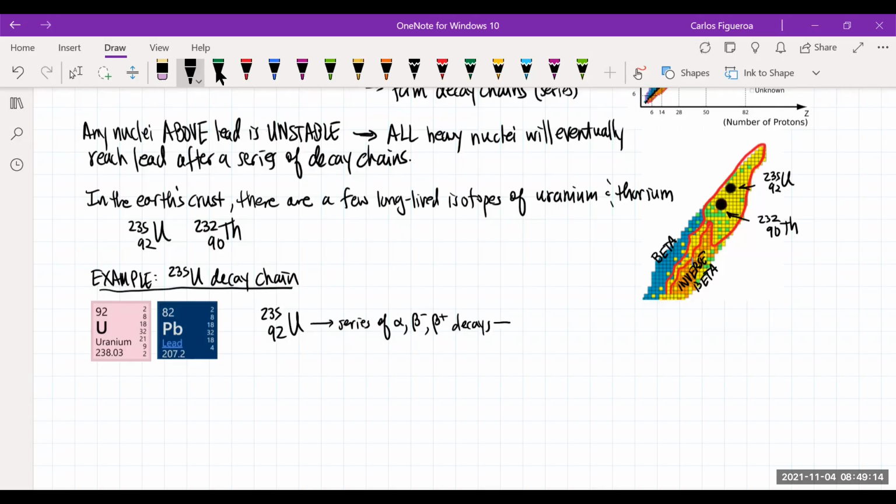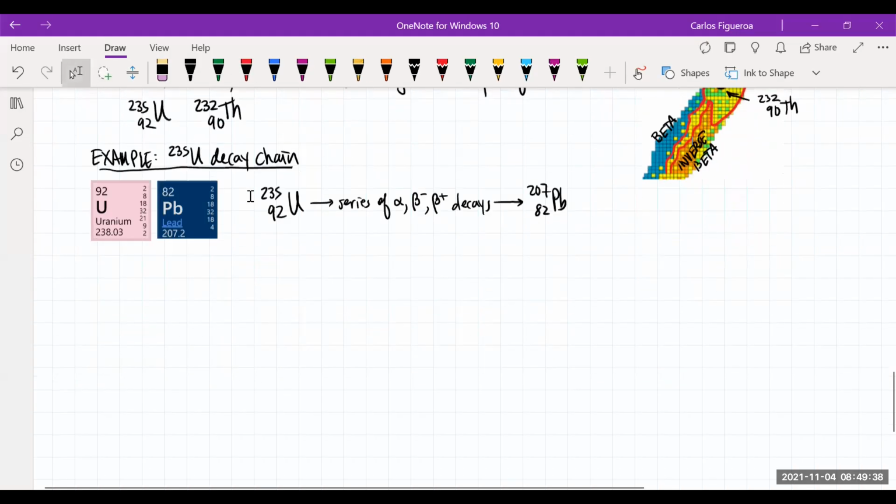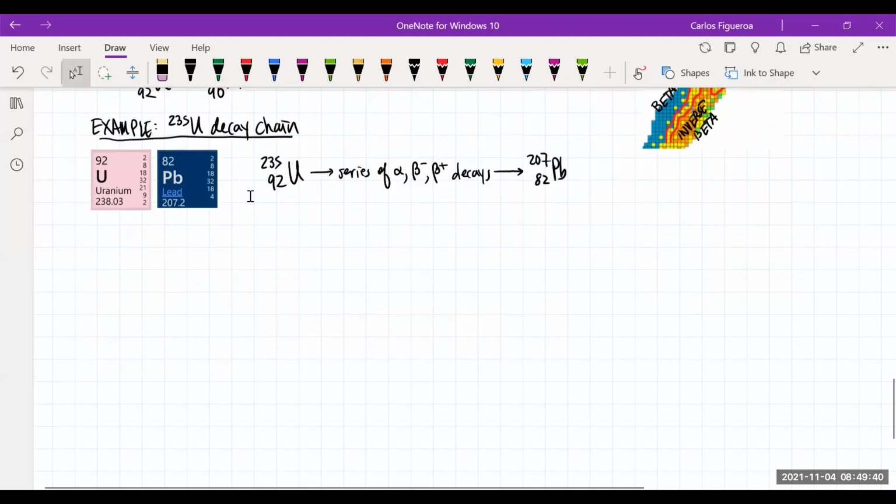And eventually they have to go to what? 207. Now remember, there's 3 or 4 stable isotopes of lead. So it could be 207, it could be 208, it could be 209. In this case, it's going to 207. So what I want to do here is show you at least one decay chain where I'm going to be careful here. So let's look at this thing.